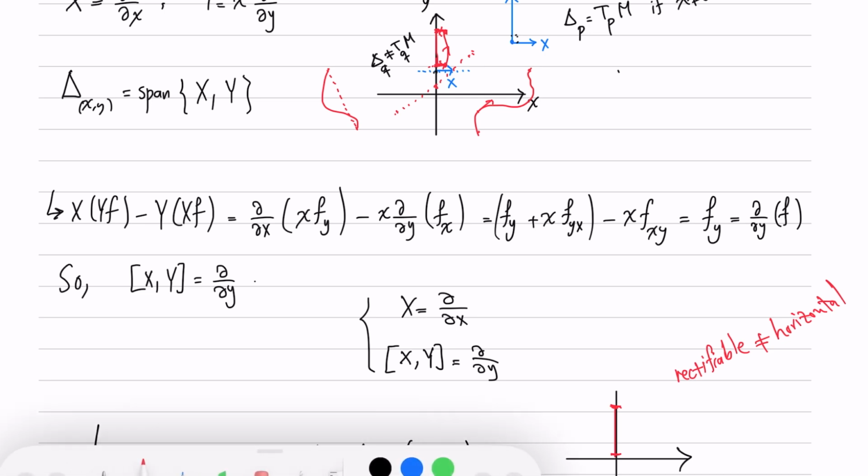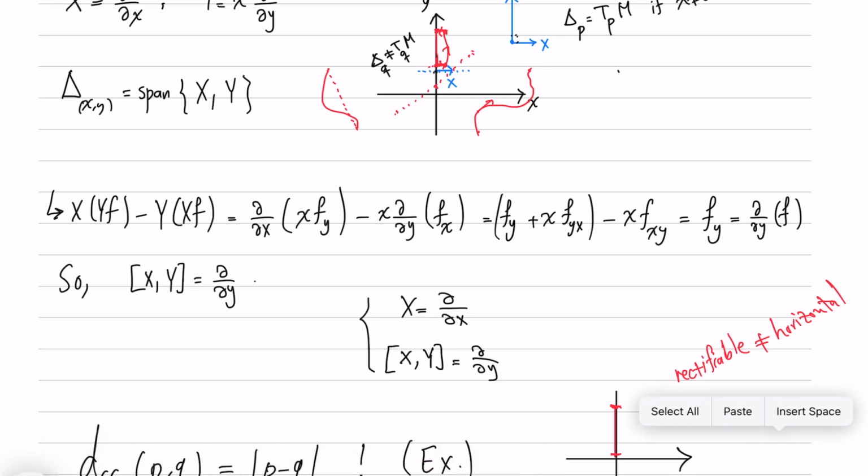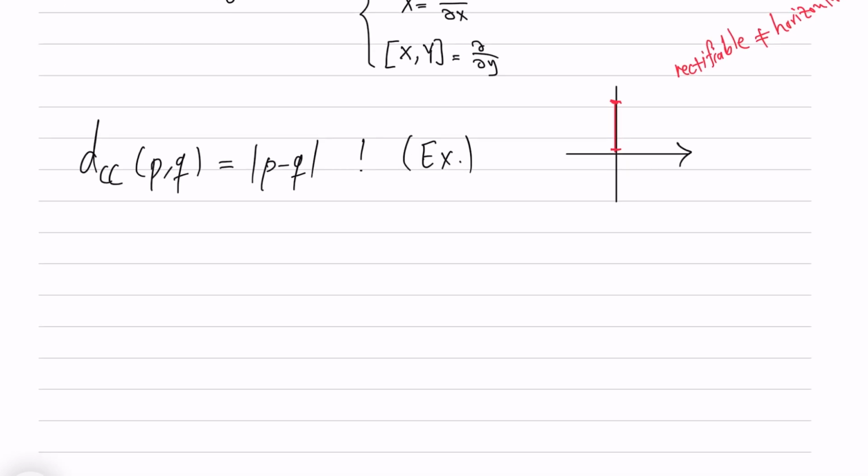Another thing here is that in R² we wouldn't be able to create a distribution that is bracket generating if at every point we have only one vector. If we had just X on R² at every point, then the bracket of X with X, or any multiple of X, is always 0. So the span will never be all of R². So there is no way you can have one choice of vector in R² so that it becomes bracket generating. So you cannot have connectivity. And that's why usually the sub-Riemannian manifolds we see with constant rank are at least dimension 3.